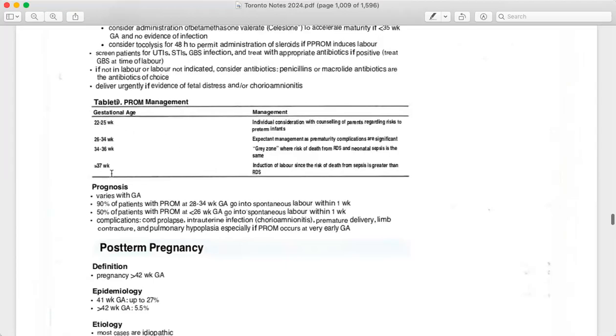PROM management is based on gestational age. If this is 22 to 25 weeks, individual consideration with counseling of the parents. So at certain early ages, all you need to do is counseling. Up to 34 weeks, you basically avoid complications as much as possible. 34 to 36 is a gray zone where death can happen because of RDS, respiratory distress syndrome, or neonatal sepsis, and more than 37 weeks, induction of labor. Deliver as soon as possible to avoid sepsis.